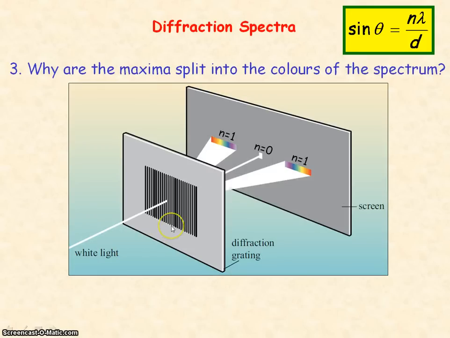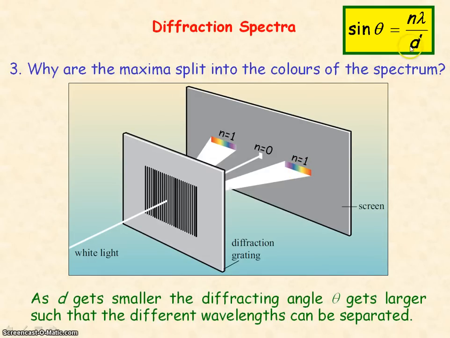When white light is incident on a diffraction grating, then the diffraction orders will be split into the different colours of the spectrum. And that's because as d is very small, the diffraction angle theta will be very big, and it has become so big that it can actually separate into the different wavelengths of light. And you can see here that the diffraction angle for red light is greater than the diffraction angle for violet light. And sine theta is directly proportional to the wavelength of light. So the colour of light which has a larger diffraction angle has a larger wavelength. So the wavelength of red light is greater than the wavelength of violet light.